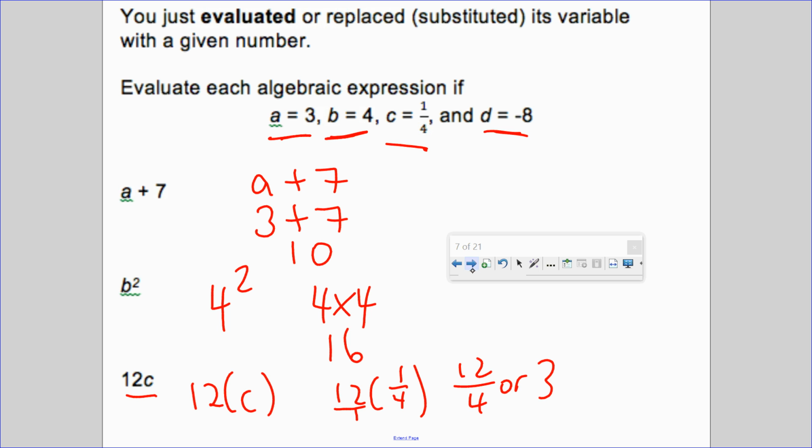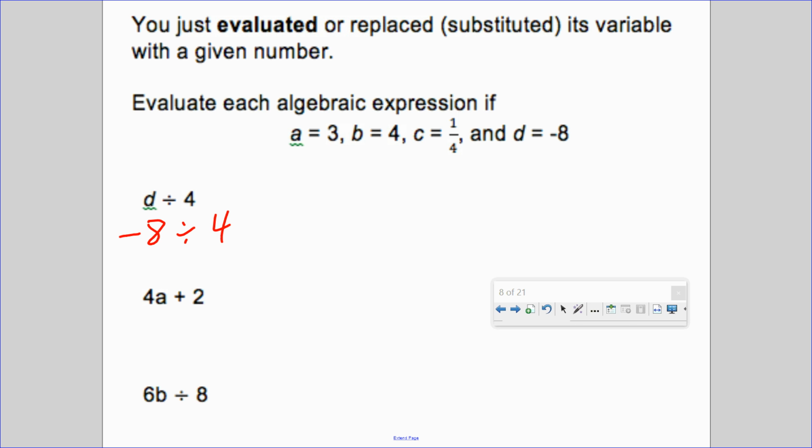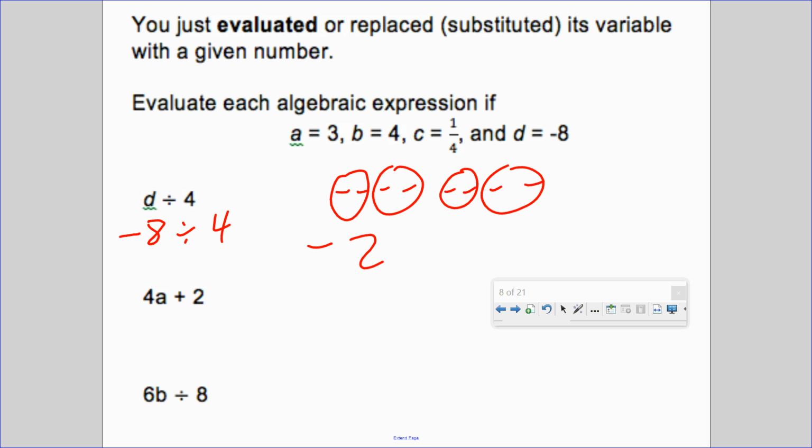Let's evaluate, or replace or substitute, more variables with different numbers. D divided by 4. Replace the D with -8 divided by 4. For those who forgot how to divide negatives, you have 8 negatives. I want to divide this into 4 groups. How many negatives will be in each group? -2.